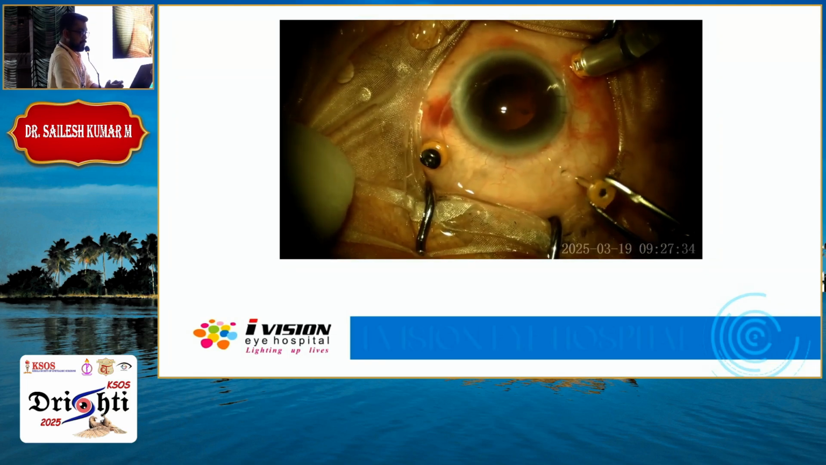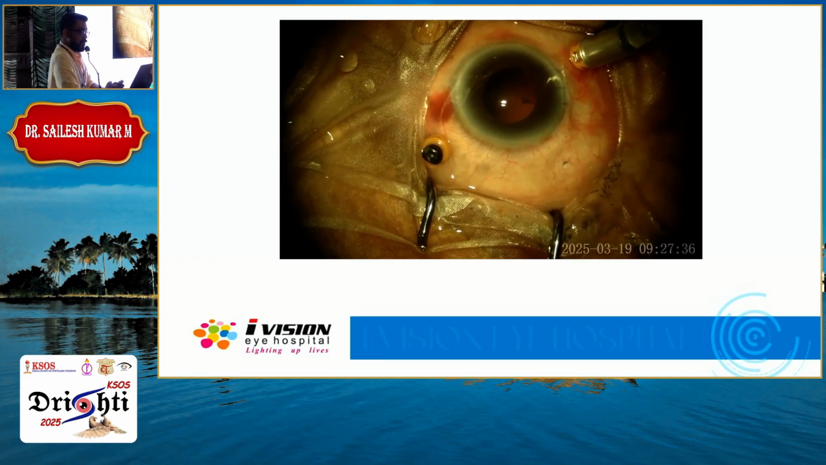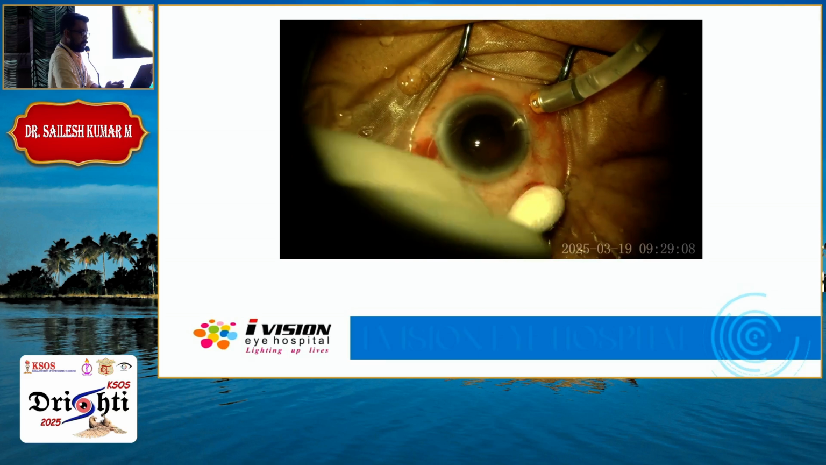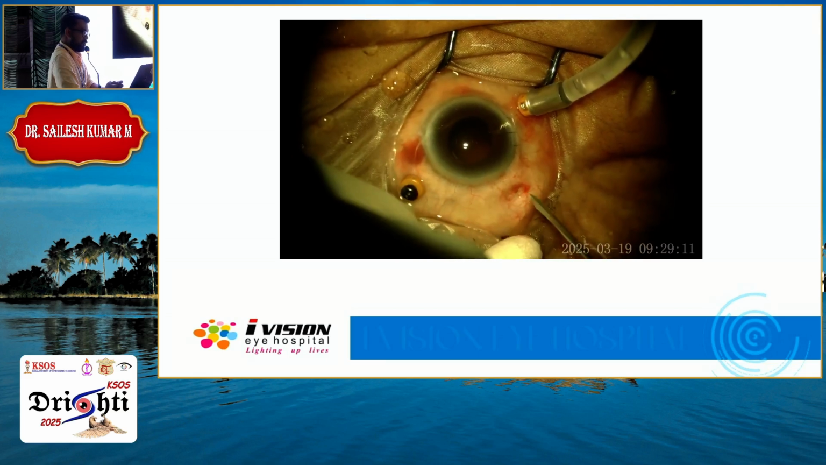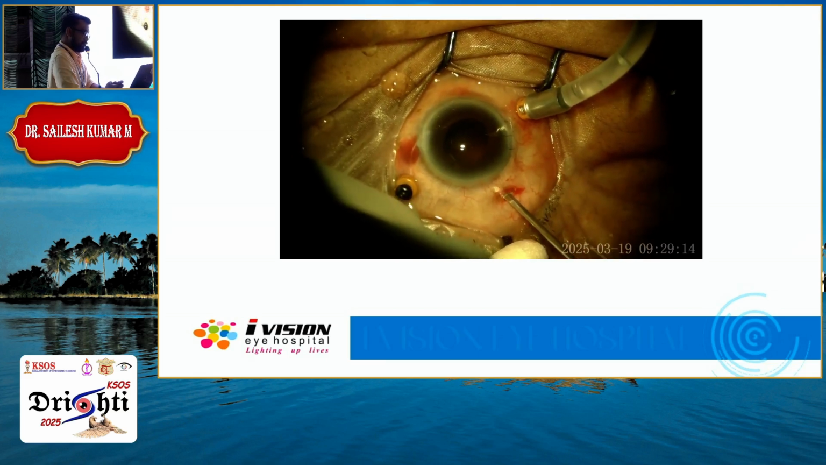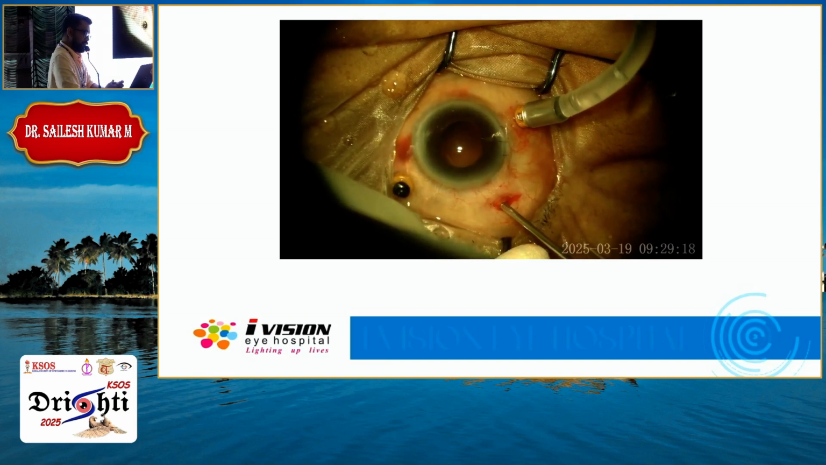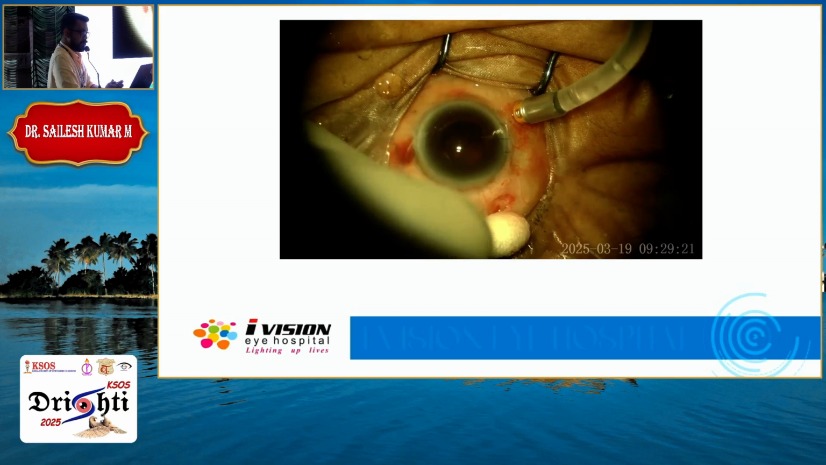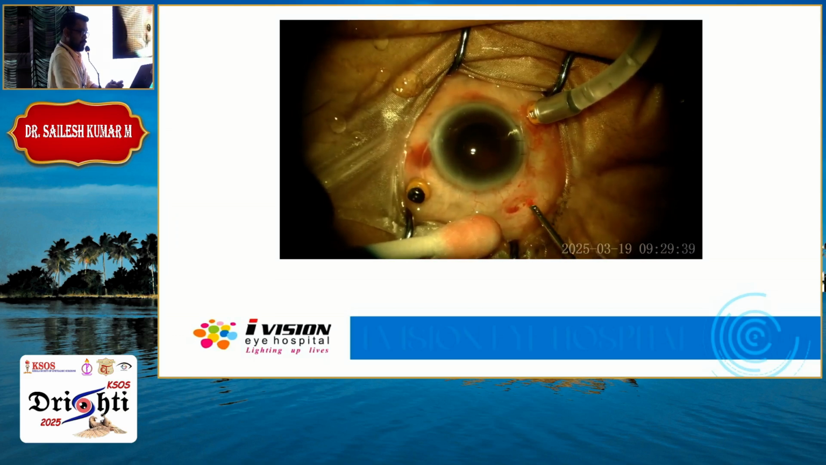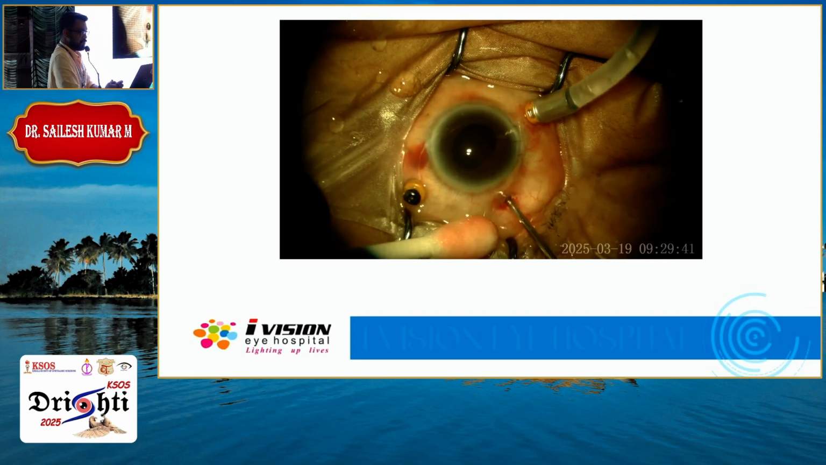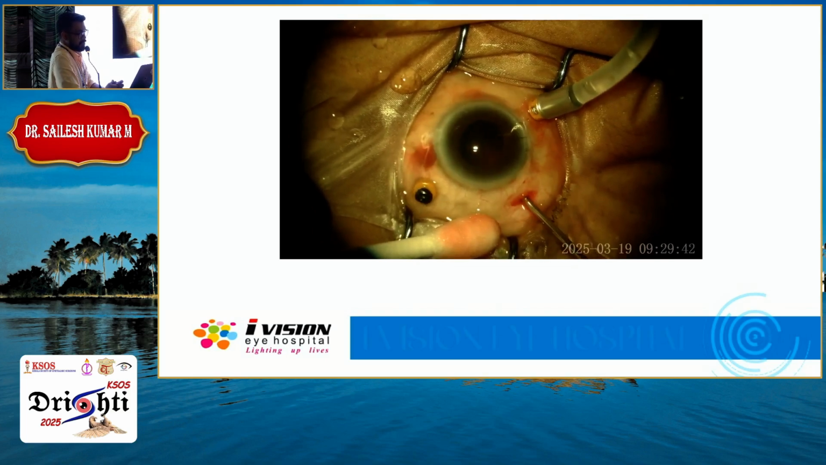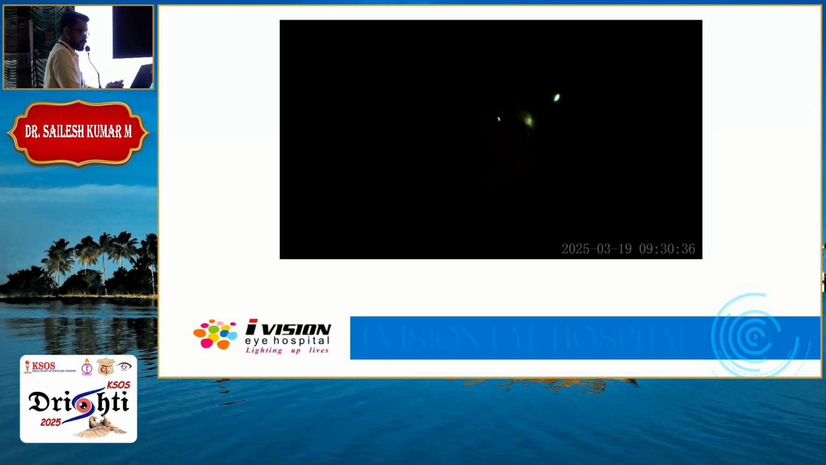So one of the 23 gauge cannulas is removed, and the sclerotomy wound is enlarged with an MVR, so that the fragmentome can be easily introduced. The fragmentome is 20 gauge, and now it's getting introduced. The sclerotomy should be a little bit leaky, so that the risk of burn to the sclerotomy is less.